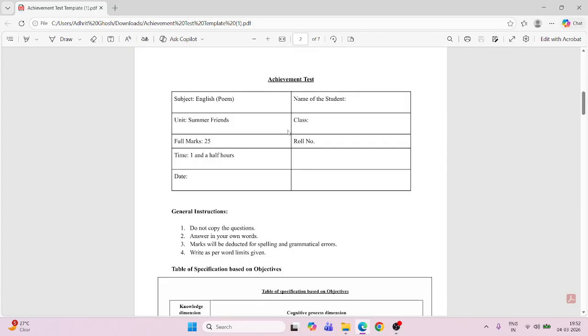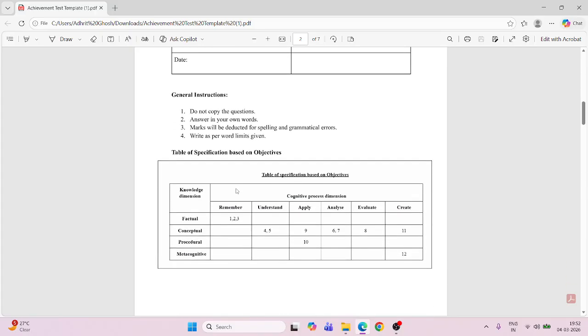Marks, I have taken 25 marks. I've given time of 1.5 hours. And I've mentioned the date. You just fill it up. Then the name of the student, class and roll number. These are to be filled up by the students.